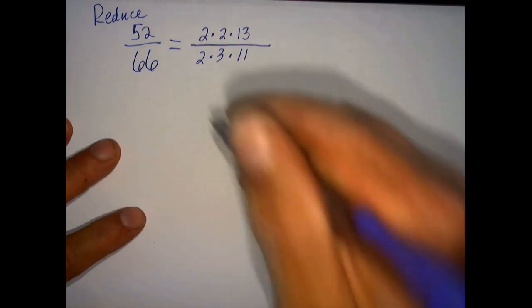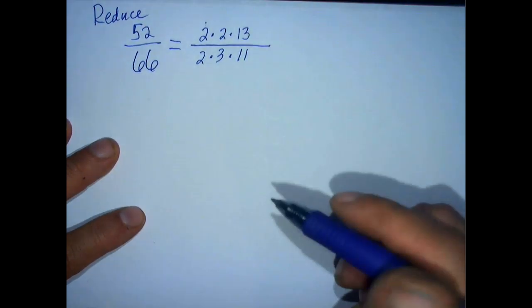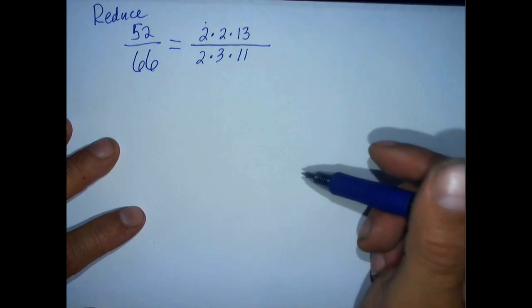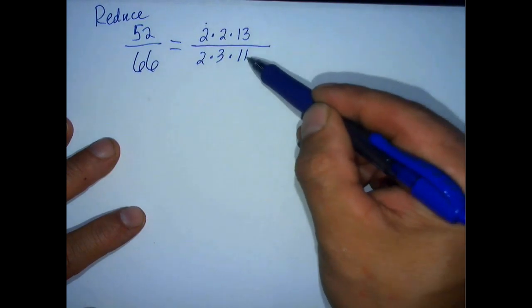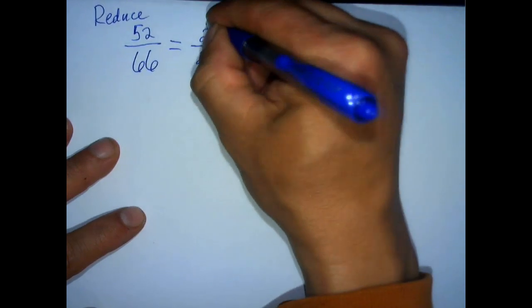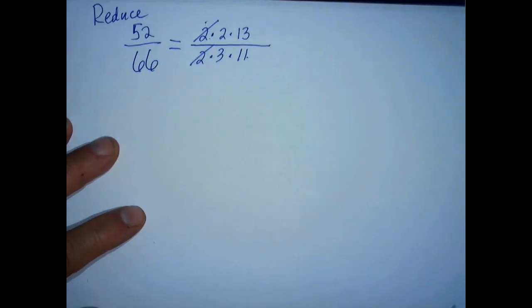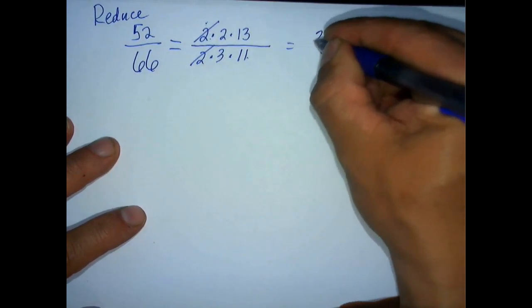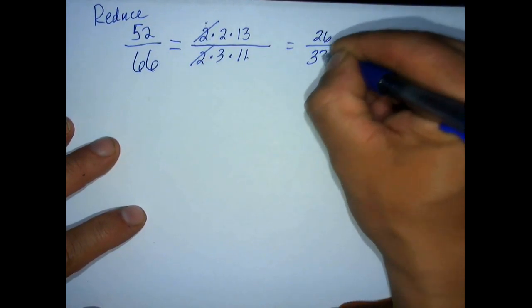First set of 2s. Now, just so you know, they don't have to be on top of each other. If the 2s are over here, you can still go like this. That's still 1, okay? So don't be confused by that. Then we multiply what's left. 2 times 13 is 26, and 3 times 11 is 33.